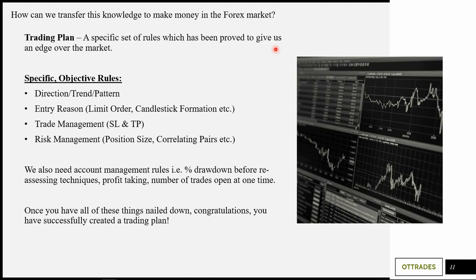But you have to have a specific objective rule as to why you think it's going to happen at that price. And that's probably going to be determined by a pattern or the trend or direction of the market. So something that you've worked out previously, you're not just setting orders at random levels in the market. We then need to have trade management rules as well.